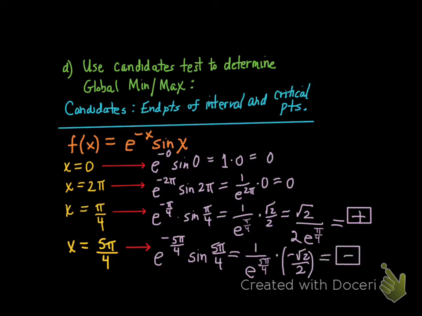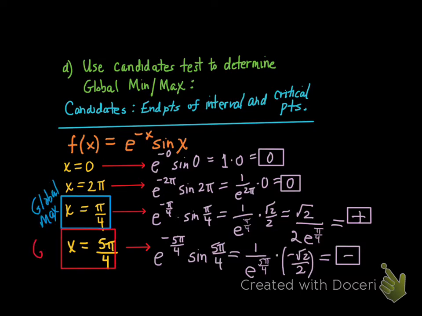So I have two of these that are equal to 0. One is positive, one is negative. I now have a list of candidates, and I know full well that pi over 4 is the global max. I know full well that 5 pi over 4 is the global min. Awesome. And for this justification, you say candidates test and show your math just as I did, and the AP exam will accept this as justification.